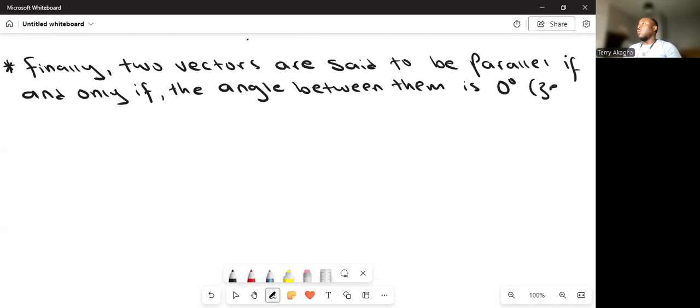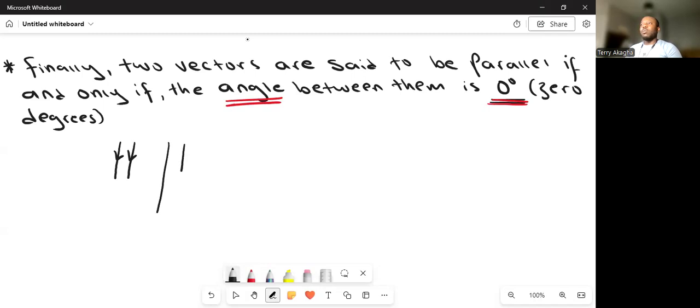Okay, so 0 degrees. If the angle between them is 0 degrees, or equivalently 0 radians, then the two vectors are said to be parallel. If you look at this, these two vectors are parallel. There is no angle between them, even if they are scalar multiples. Maybe this one is 3 times the height of that. Still, there is no angle between them.